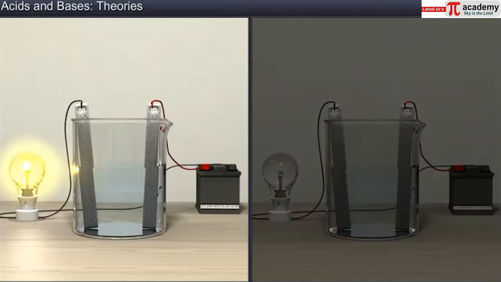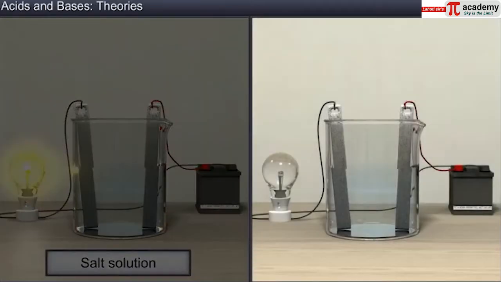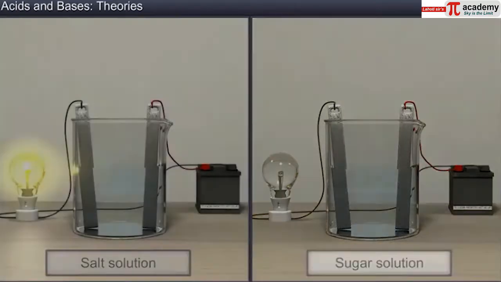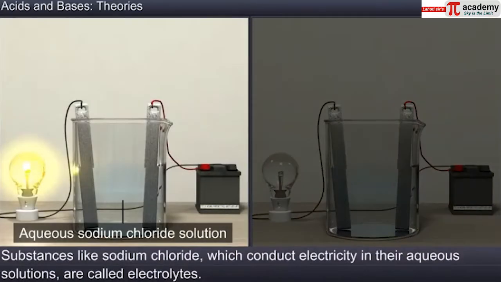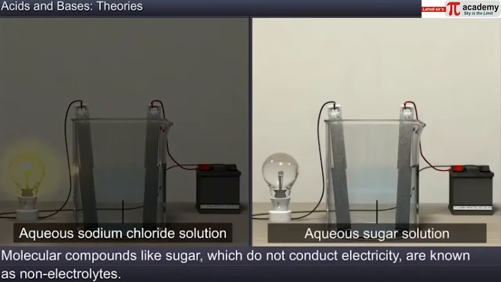Obviously, the beaker indicated by the glowing bulb contains the salt solution, and the other beaker, where the bulb is not glowing, contains the sugar solution. Substances like sodium chloride, which conduct electricity in their aqueous solutions, are called electrolytes. And molecular compounds like sugar, which do not conduct electricity, are known as non-electrolytes.